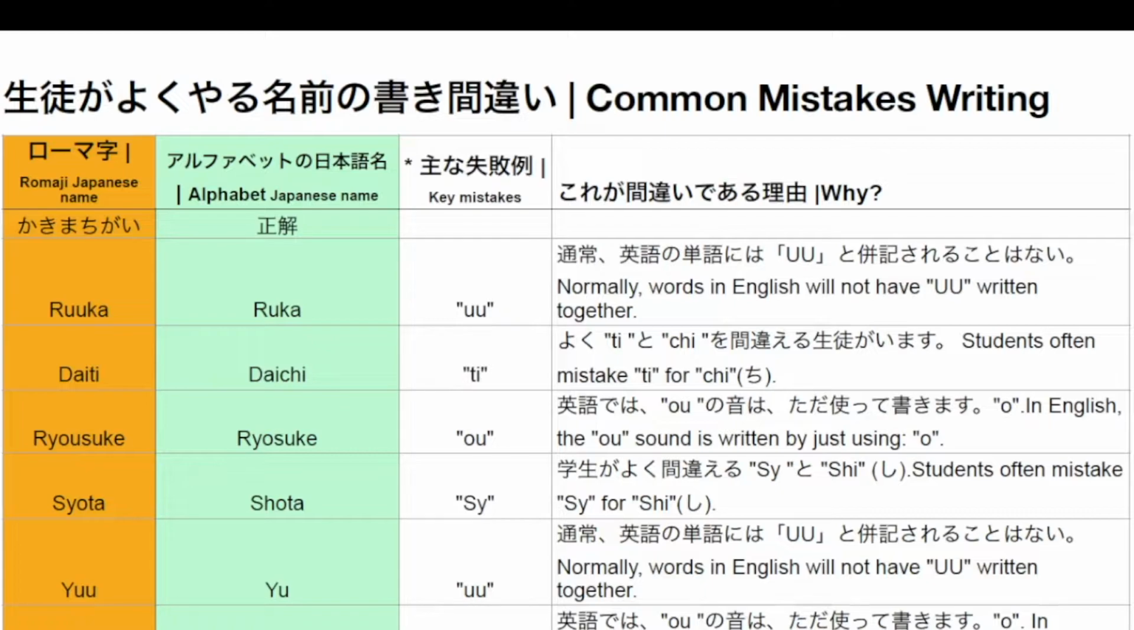Daiti. Daiti. D-A-I-T-I. The mistake here is that the student's name is Daichi. Daichi. That is D-A-I-C-H-I. In English, the sound chi is used by C, H, and I together. T does not make chi. But this is a common Romaji mistake.